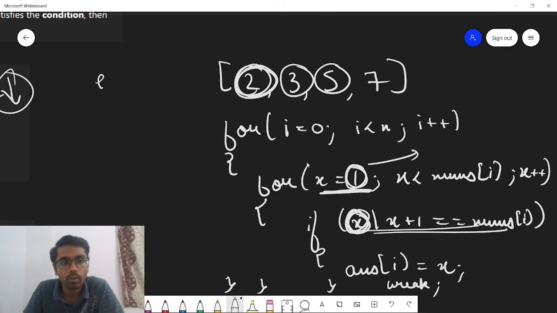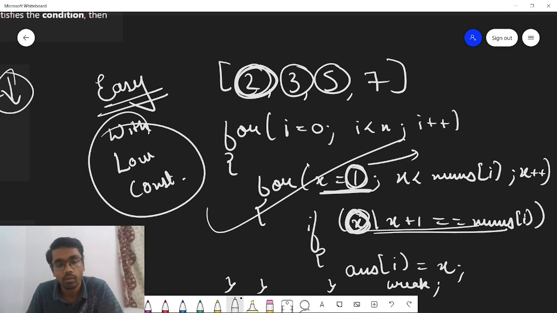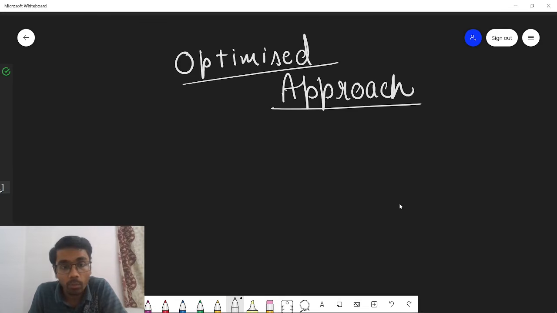And for this particular problem, the constraints are low, and also this is an easy question with low constraints. So this particular solution will also work, but let us see what can be the optimized approach as well. So this was the brute force manner. Let us see the optimized approach. So what can be the optimized approach?